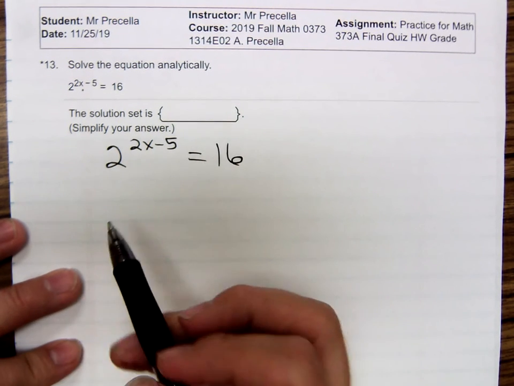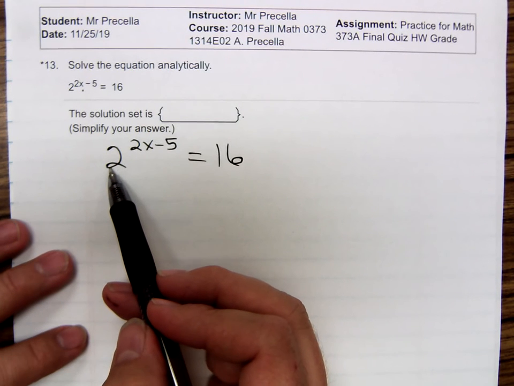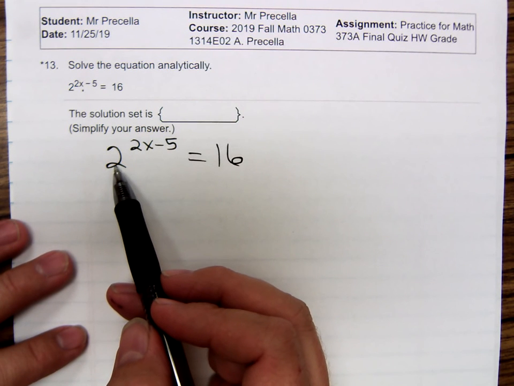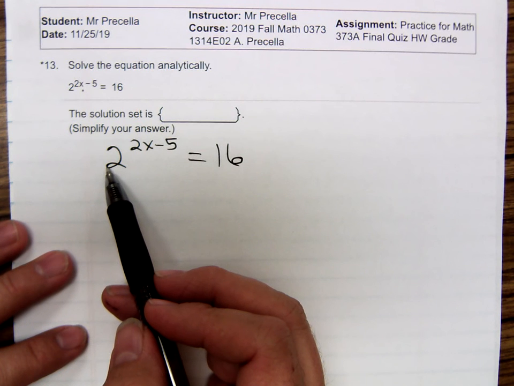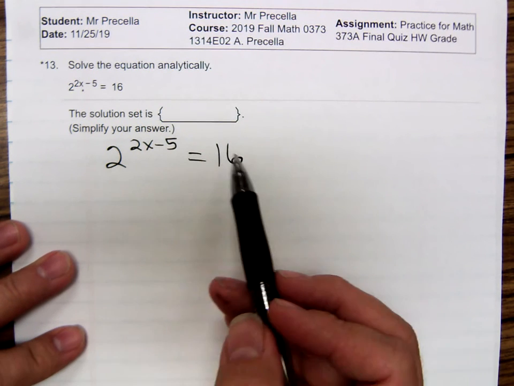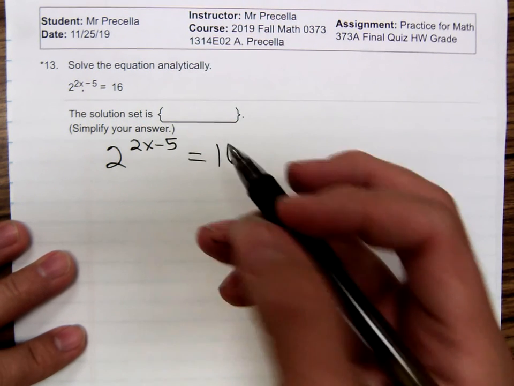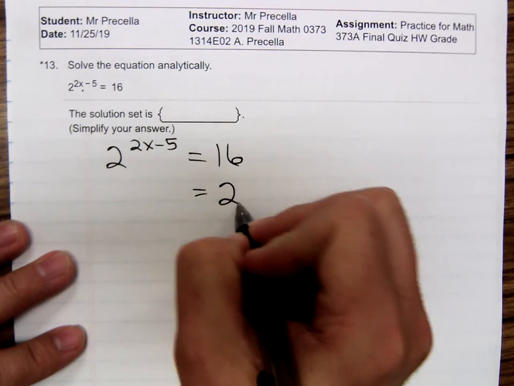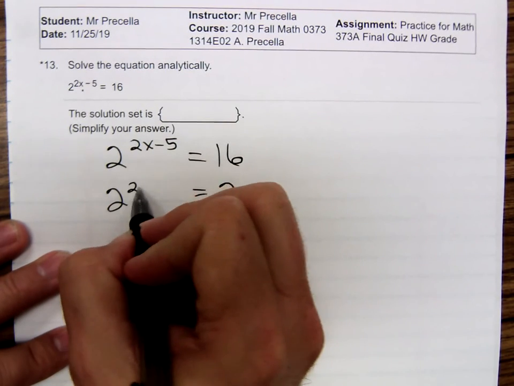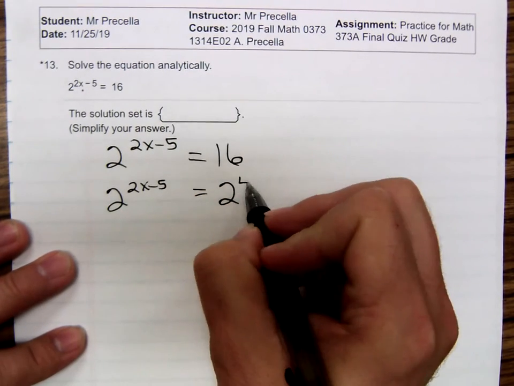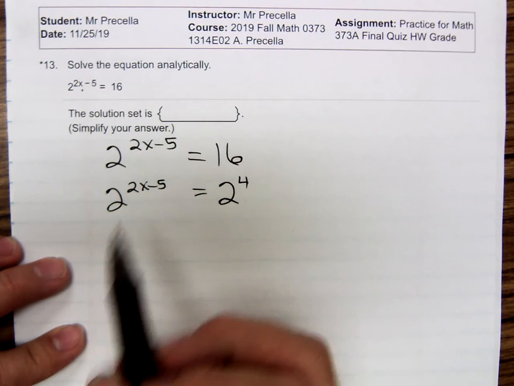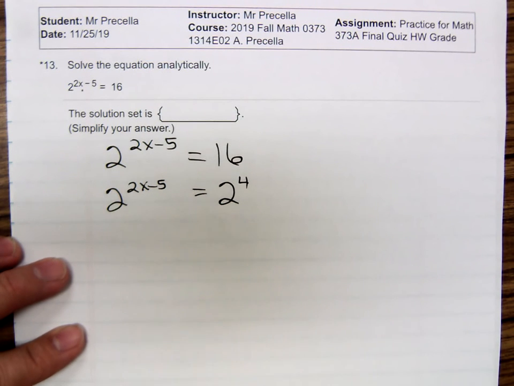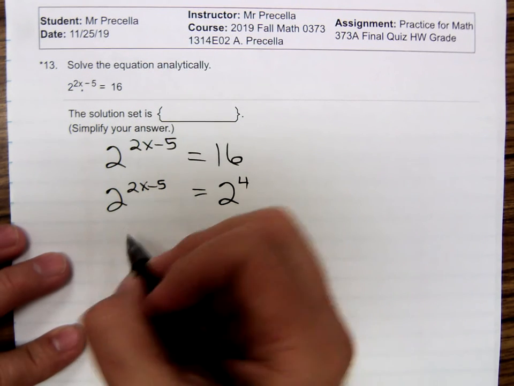Okay, we have a base of 2 on the left side. 2 is a prime number, you're not going to change it. So if we're going to use the same base method, we better be able to use a 2 on the right side. 2 to what power will give us 16? 2 to the 4th power, I agree. Then once we have the same base on both sides, what can we do? Drop them, set the exponents equal.